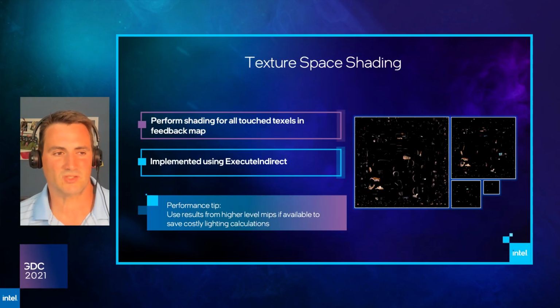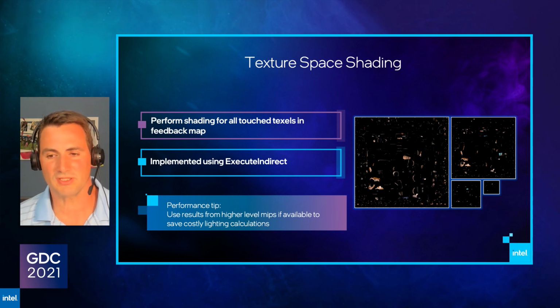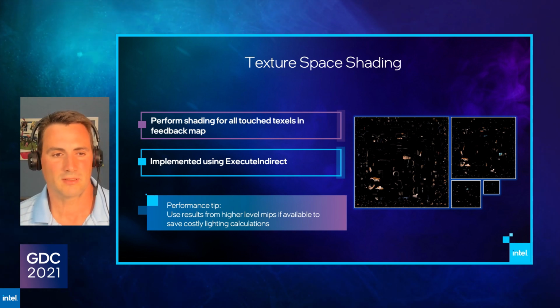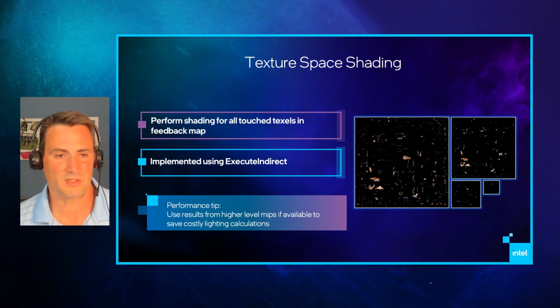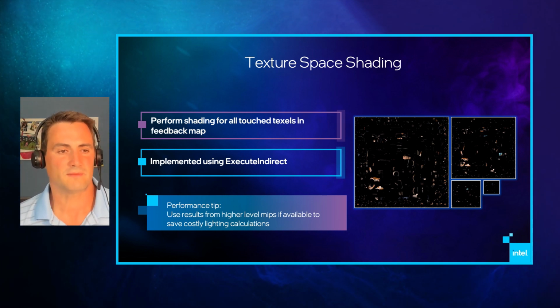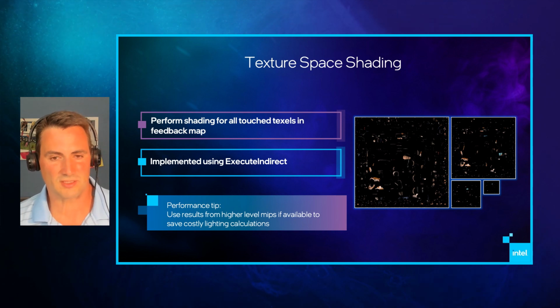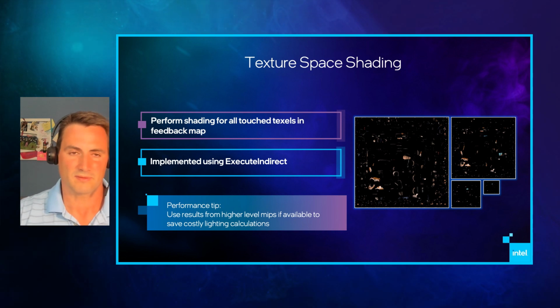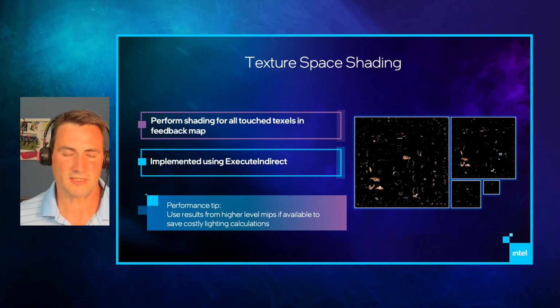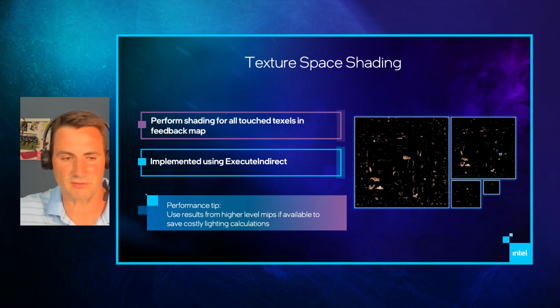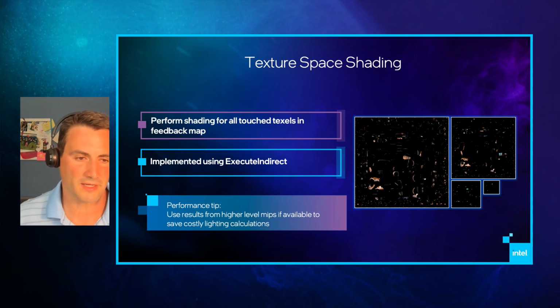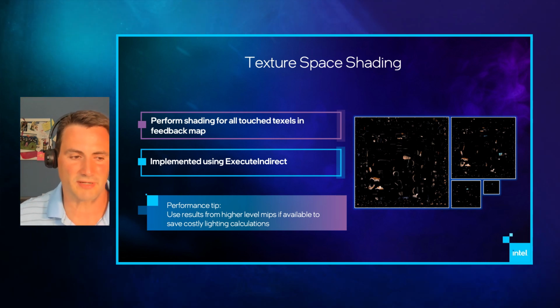Next is texture space shading. We're not going to go into the details of texture space shading, but we are going to reference everything that was done in the pipeline up until this point in time. After the feedback compaction is done, the workload will dispatch the minimal set of threads needed to shade all texels that will be referenced when rasterizing the final scene. Again, this is implemented using execute indirect.